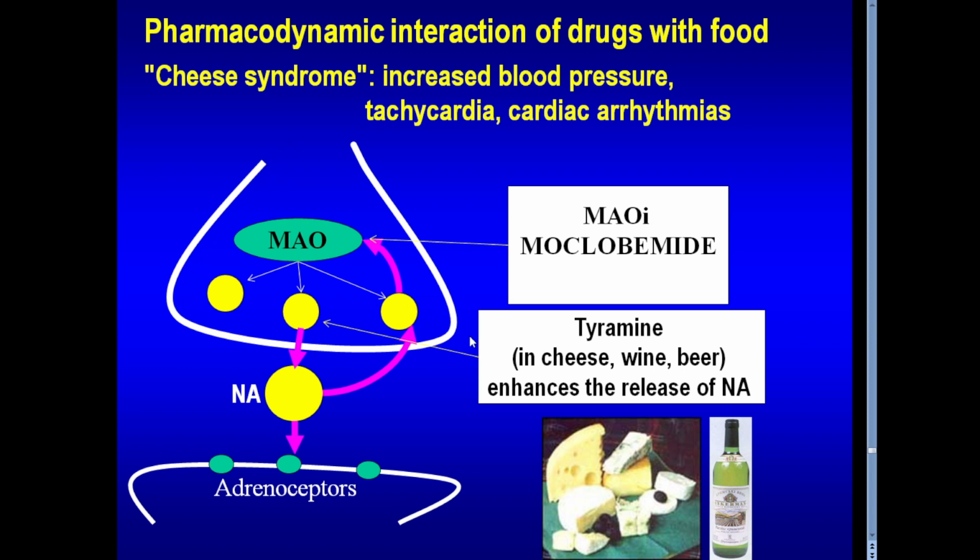This is an adrenergic synapse. This is the nerve ending, and this is the postsynaptic membrane on the effector cell. There are adrenoceptors. From the sympathetic nerve ending, noradrenaline is released and stimulates adrenoceptors. In the axoplasm of the neuron, of the axon, there is the enzyme MAO, monoamine oxidase, which oxidizes noradrenaline and inactivates it. After noradrenaline is released and after stimulation of receptors, it is reabsorbed.